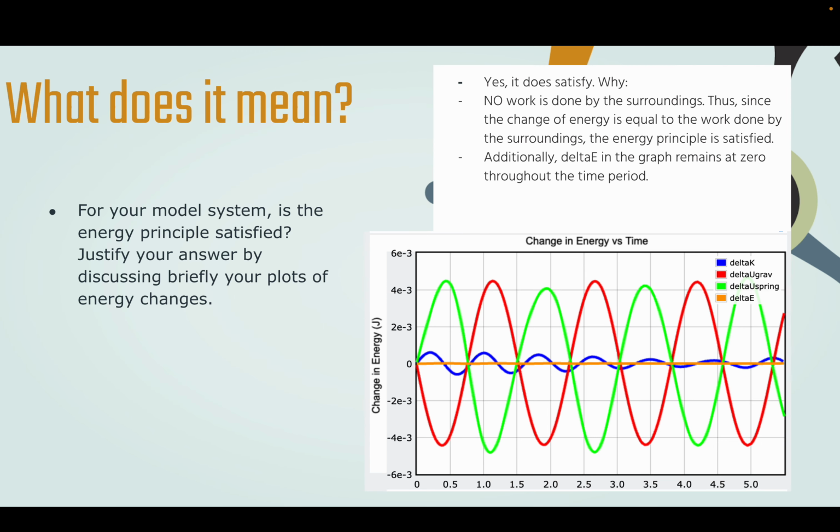The first "what does it mean" question is whether the energy principle is satisfied. In this situation, yes, it does satisfy. This is because there is no work done by the surroundings. Thus, since the change of energy is equal to the work done by the surroundings, the energy principle is satisfied. In the graph, delta E remains at 0 throughout the time period in a horizontal line.